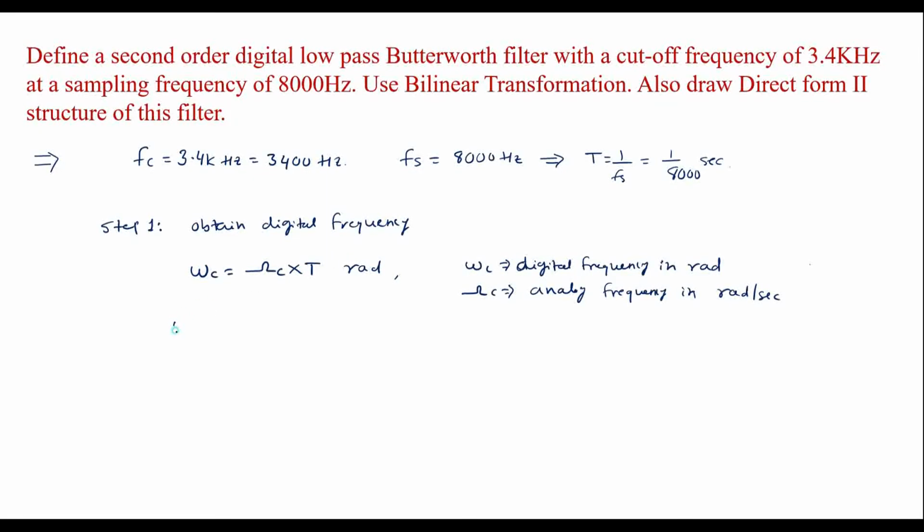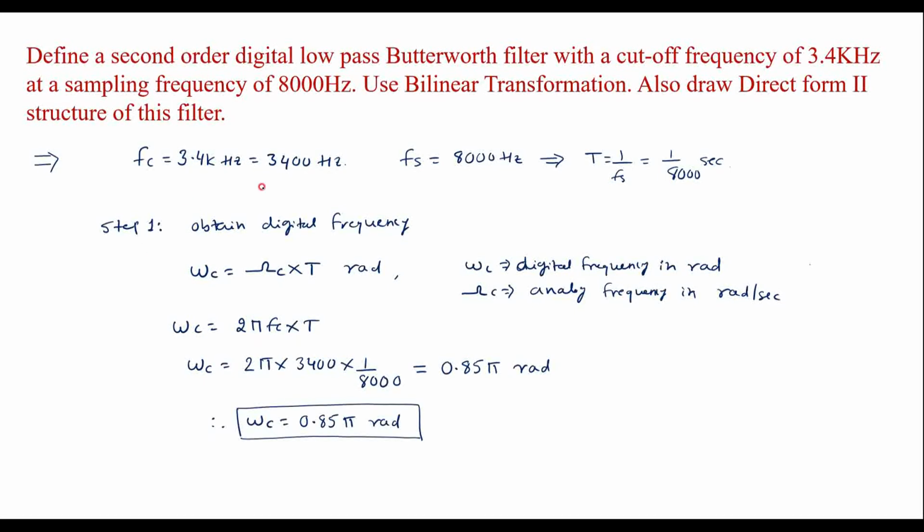So now I can calculate omega c, so this omega c can be represented as 2 pi fc, because here in the problem fc is given, that is frequency is given, we are supposed to convert this into radians per second into T. Therefore I can write omega c is equal to 2 pi into fc value 3400 into T value 1 upon 8000. So simplifying this, we'll get 0.85 pi radians.